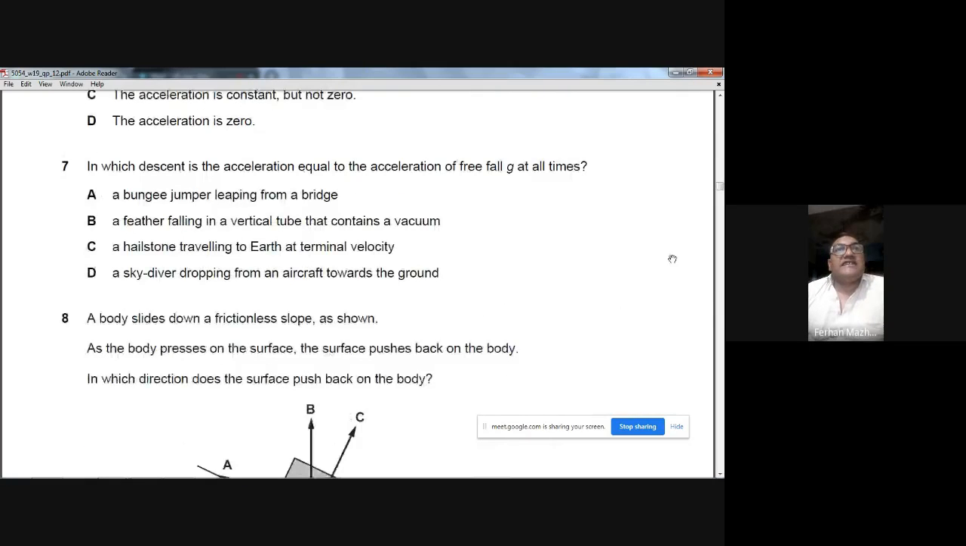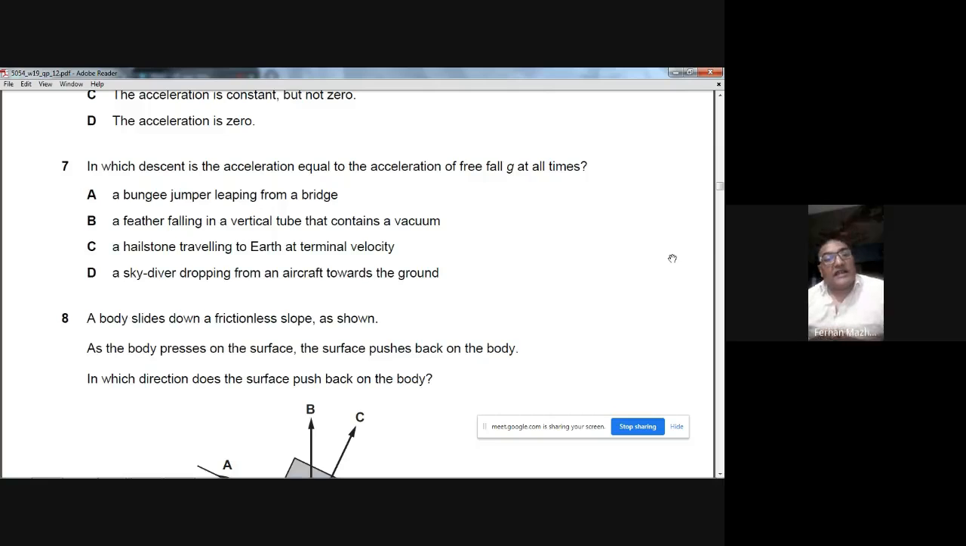In which descent is the acceleration equal to the acceleration of free fall g at all times? A bungee jumper leaping from a bridge, a feather falling in a vertical tube that contains a vacuum, a hailstone traveling to Earth at terminal velocity, a skydiver dropping from an aircraft to Earth. Whenever an object starts falling on Earth, its acceleration is equal to 10 meters per second squared.